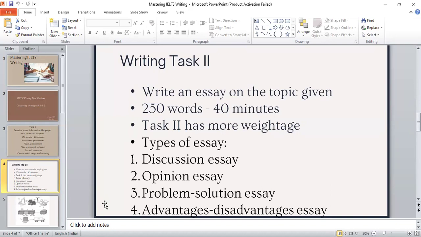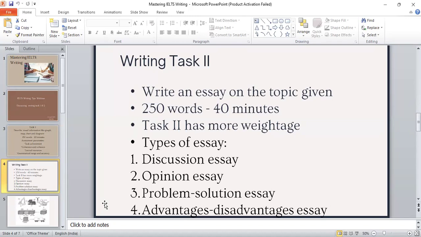And coming to writing task 2, we already mentioned it is an essay, 40 minutes and 250 words plus. Writing task 2 has more weightage: 66%, or two thirds of the overall writing score depends on your writing task 2. The essay will be on a wide variety of topics, and you need to discuss the ideas related to that topic.